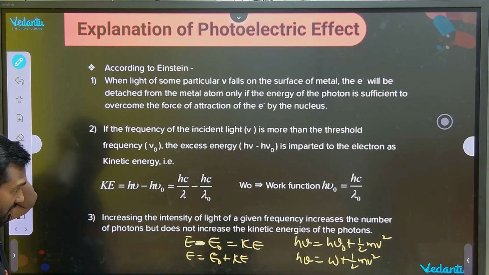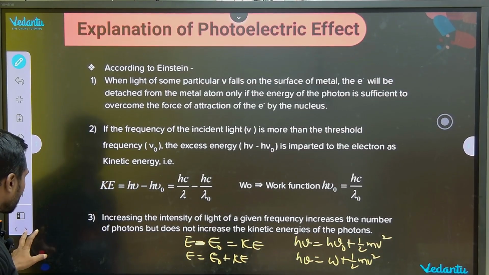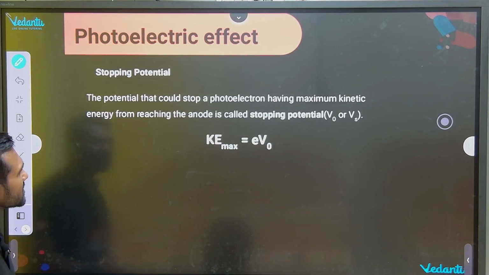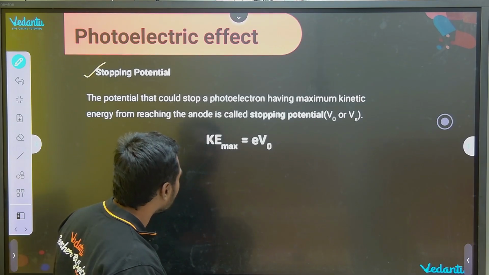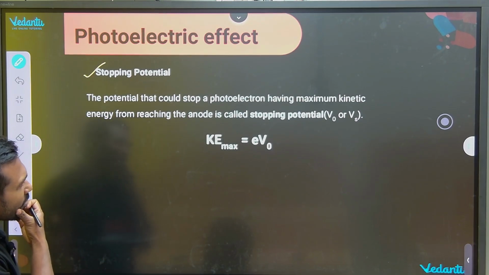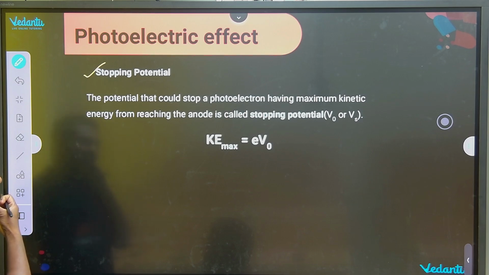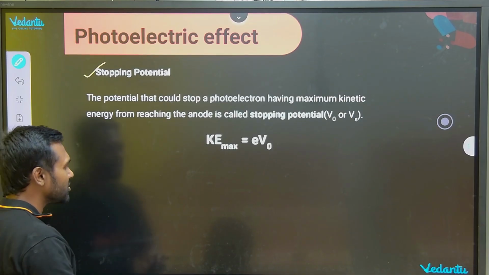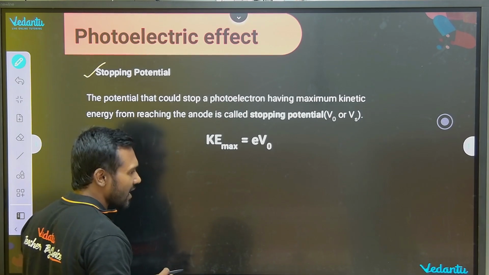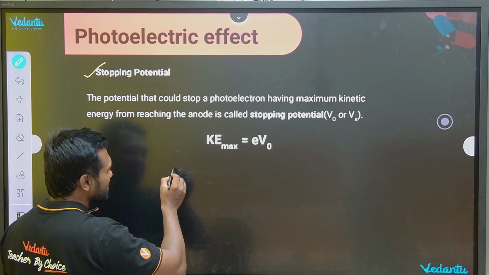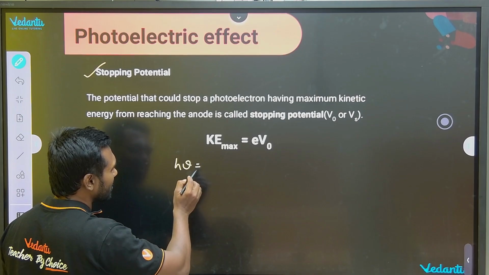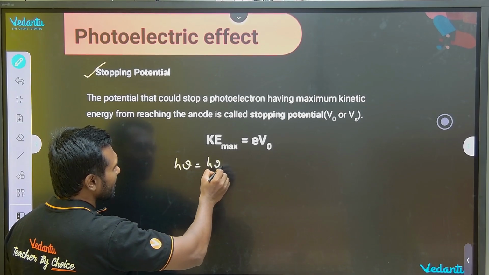From here they are majorly asking questions. This is stopping potential. The potential that can stop the photoelectrons having maximum kinetic energy from reaching the anode is called stopping potential. The maximum kinetic energy is equal to e into V naught, the stopping potential. This is not the thing they ask majorly.